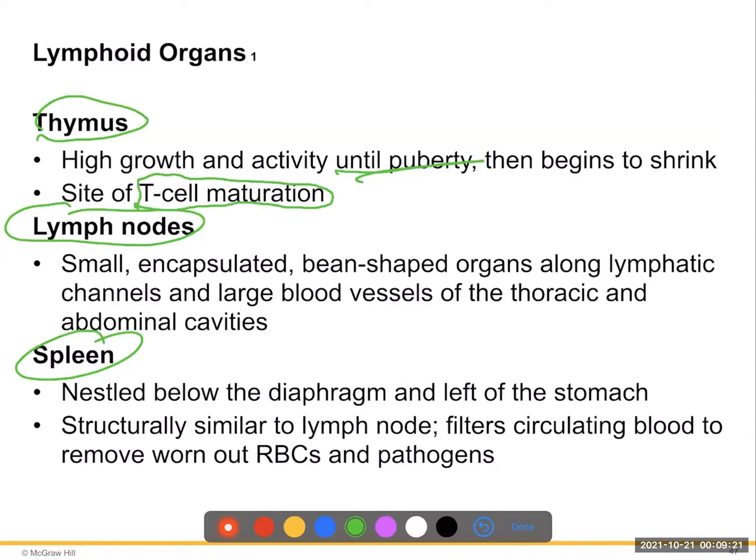So the lymph nodes are very small, encapsulated bean-shaped organs. They're along lymphatic channels. The afferent lymphatic vessels drain the fluid in. The efferent lymphatic vessels take the fluid out of the lymph nodes. They go to the larger blood vessels of the thoracic and abdominal cavities. And the spleen is between your diaphragm and the left of the stomach. It's similar to a big lymph node. It's filled with circulating blood cells, removes the worn out red blood cells and other pathogens. That's a function of the spleen.